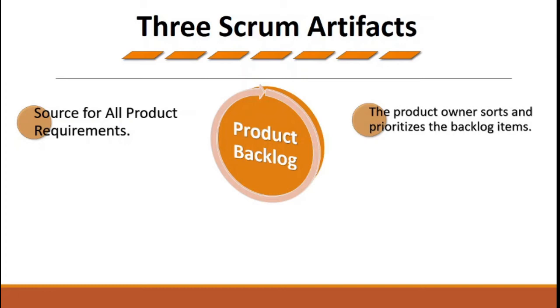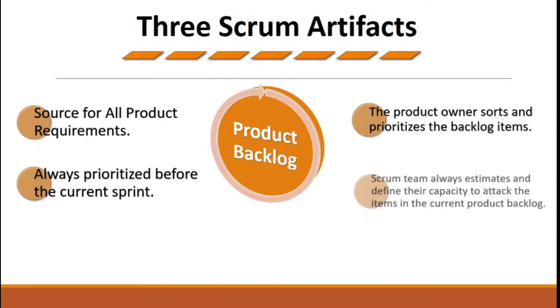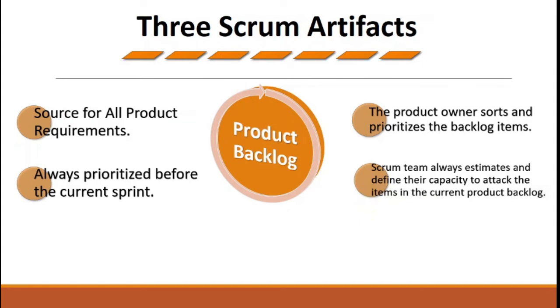And then once the product backlog has been prioritized, it is necessary that before you go into a sprint, the backlog is always prioritized. This is a mandatory part of the Scrum framework. And then the Scrum team always estimates and defines their capacity to attack the items in the current product backlog, which means that the team and the product owner will sit together and try to find out how much time they'll take to develop each requirement. And this is known as estimation.